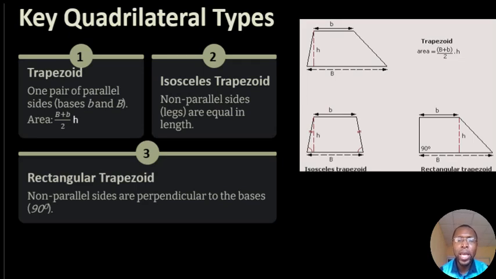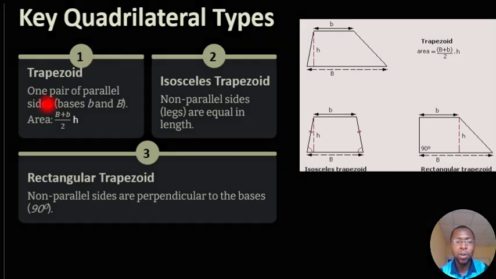Let's now talk about the key types of quadrilaterals. We have the one that we call the trapezoid. The trapezoid type of quadrilateral, of course, we said they have four lines. So trapezoid is the type of quadrilateral that has one pair of parallel sides. Okay, and then the area of this quadrilateral is the first parallel line plus the second one divided by 2 times h. As you could see here, this is a typical trapezoid.